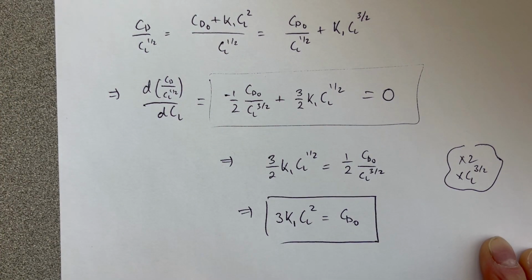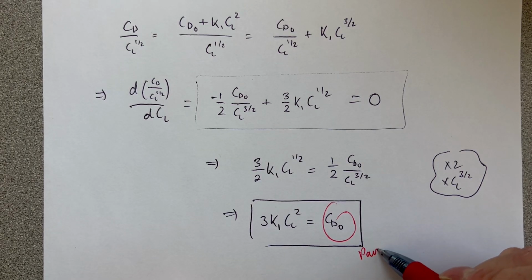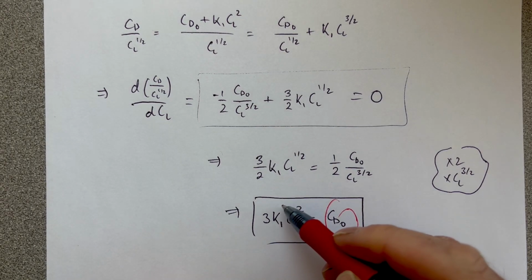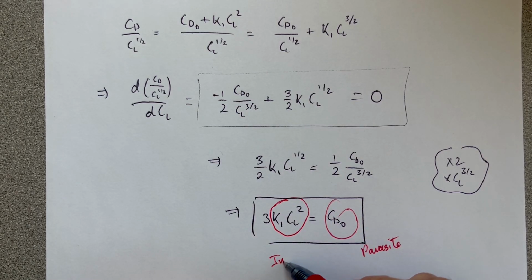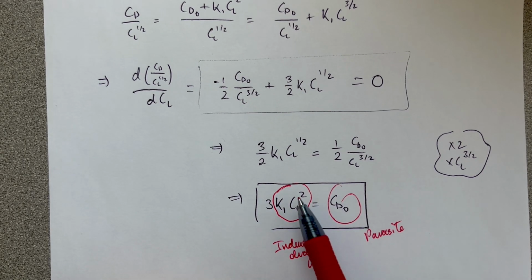So what does that actually mean? Well, if we remember that this is our parasite drag coefficient, this is our induced drag coefficient, this tells us that maximum range is obtained when the parasite drag is 3 times larger than the induced drag. We have to multiply the induced drag by 3 to make it equal to the parasite drag, and that's a very interesting result, and it's a relationship between the two components of drag that we haven't yet seen before.